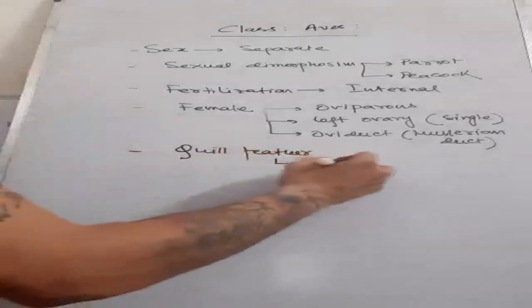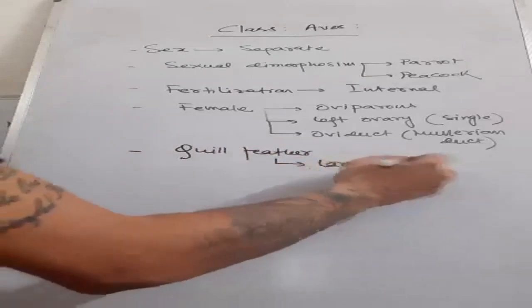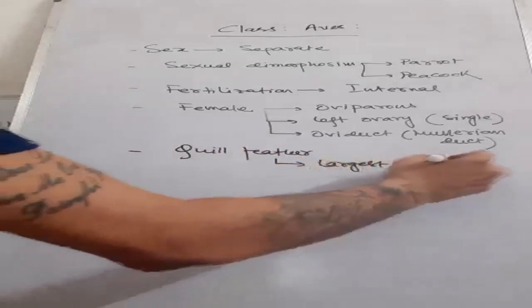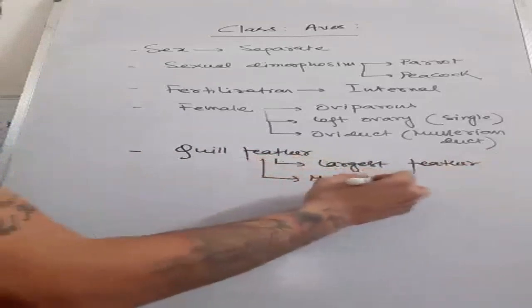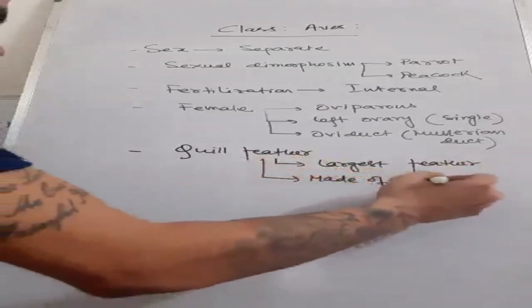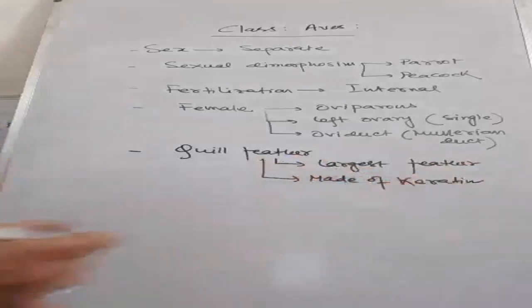This is the largest feather in birds, and this feather is made up of keratin. So these are all the defining characteristic features for birds.